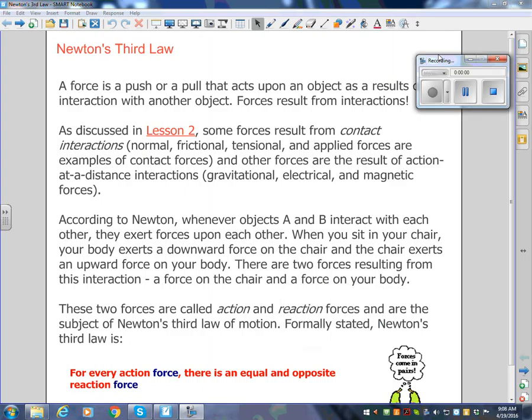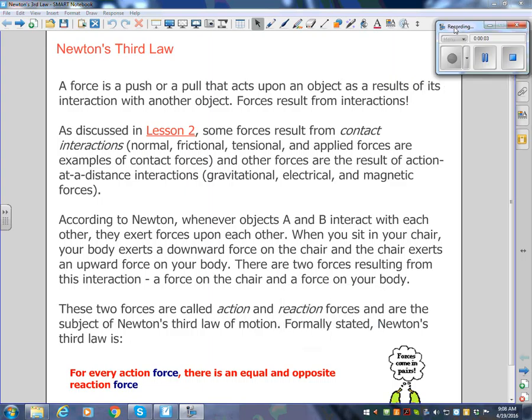Alrighty. So Newton's third law. A force is a push or pull. You might have seen that already. A force is a push or pull that acts upon an object as a result of its interaction with another object. Forces result from interactions.